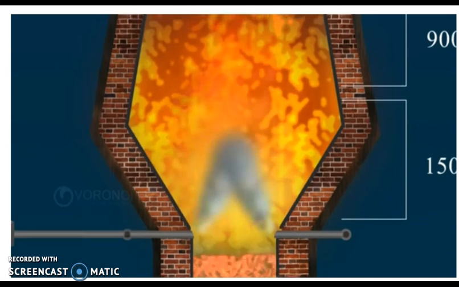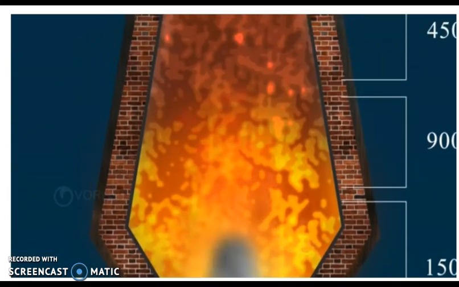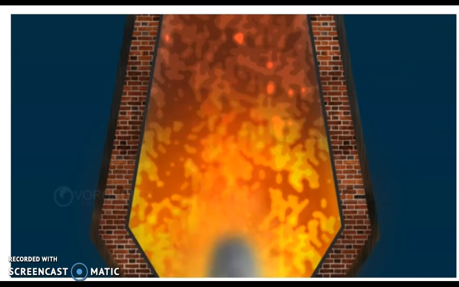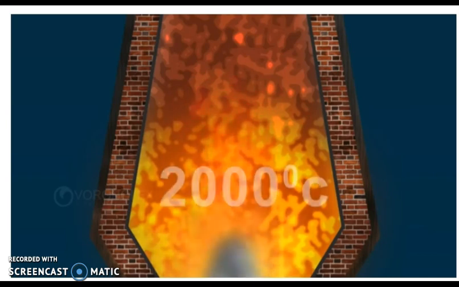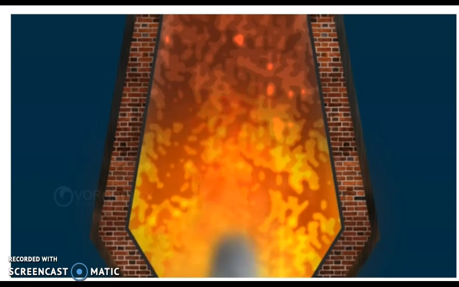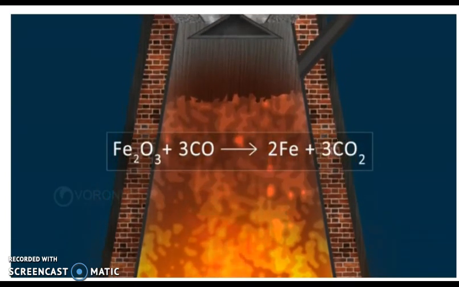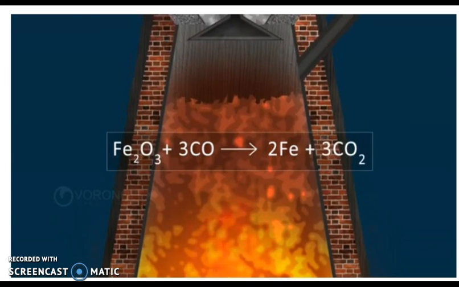During the flow of hot air from bottom to top, coke combines with oxygen in the air to form carbon monoxide. 2C on reaction with O2 forms 2CO. Due to this reaction, a large amount of heat is released, and thus the temperature of the blast furnace increases to 2000 degrees Celsius. Carbon monoxide formed in the furnace reduces the ore. Fe2O3 on reaction with 3CO forms 2Fe and 3CO2.